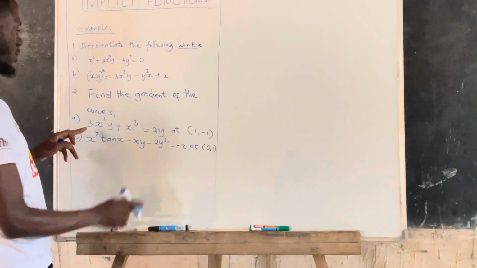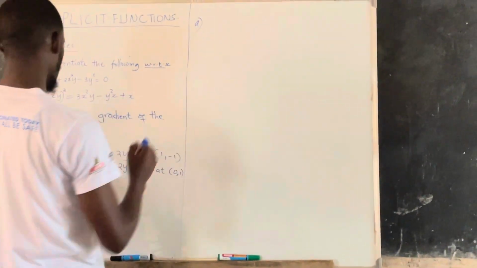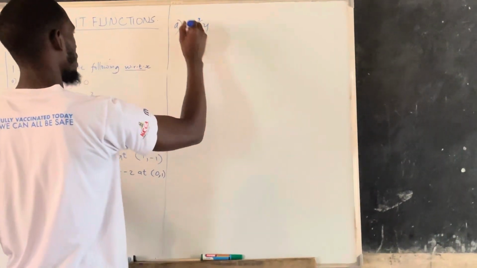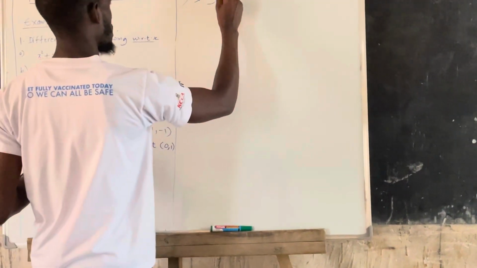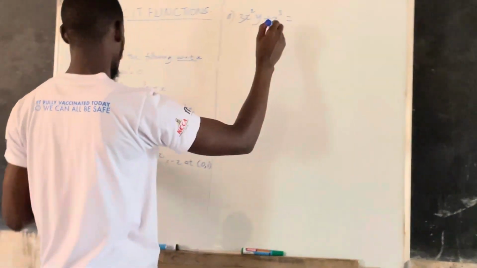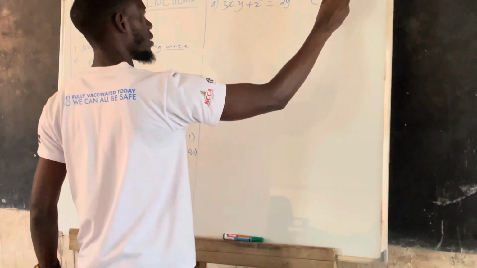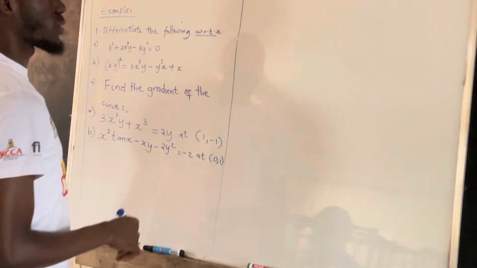We can be required to find the gradient of a given curve, which is implicit: y plus x cubed equals 2y. They are giving it to us at the point (1, -1). Still, we are going to differentiate.